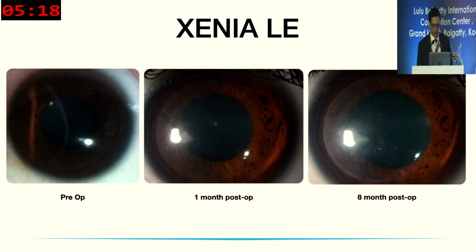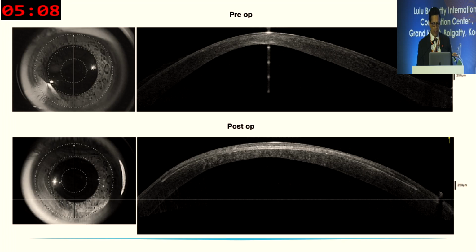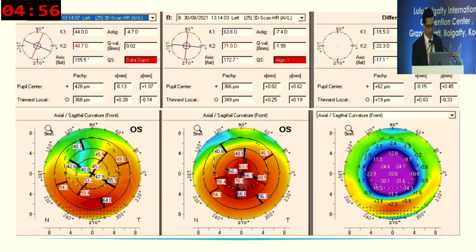This is pre-op topography, 1 month post-op and 8 months post-op. And you can see that the cornea looks relatively clear even at the end of the 8 months post-op visit. And the change in the curvature of the cornea is actually quite surprising. Preoperatively, you see a lot of ectasia, but post-op with the implant inside, the cornea almost regains its natural curvature.